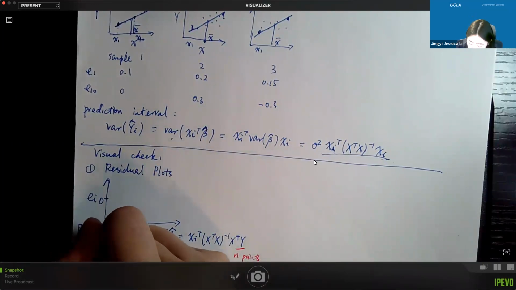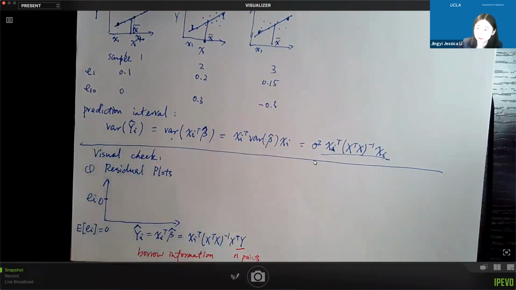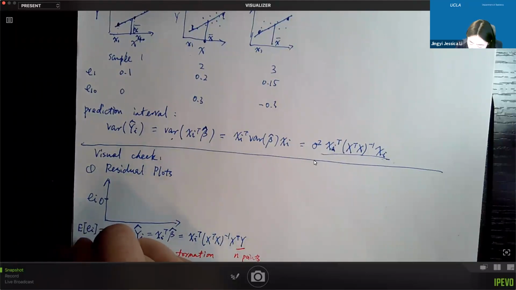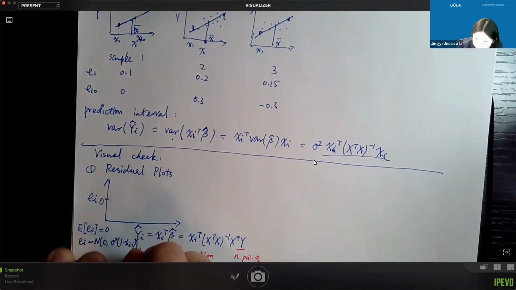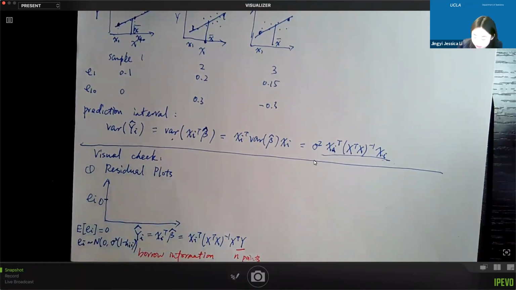All the EI is expected to have mean 0. And also, given the Gaussian assumption we had for the linear model, the EIs should follow a normal distribution. So each EI should follow a normal distribution with 0 mean, and its variance, we know, is sigma squared times 1 minus HII. This depends on the leverage of the design matrix.